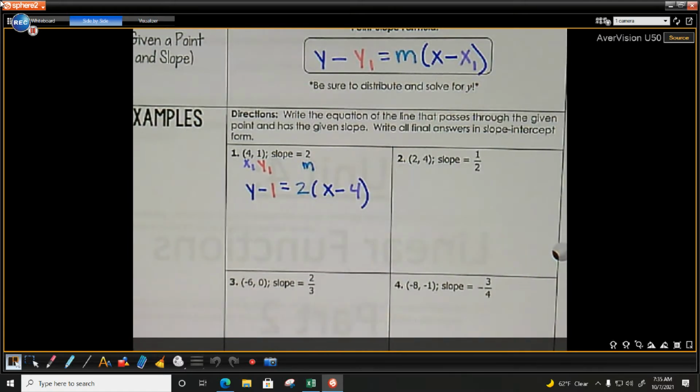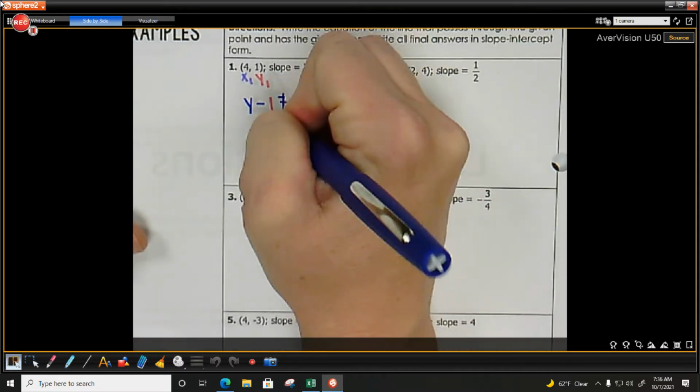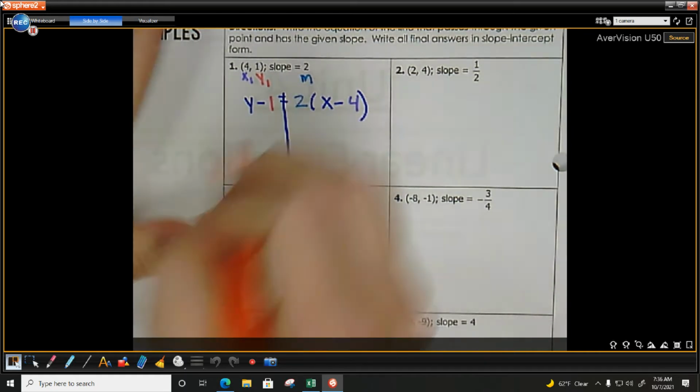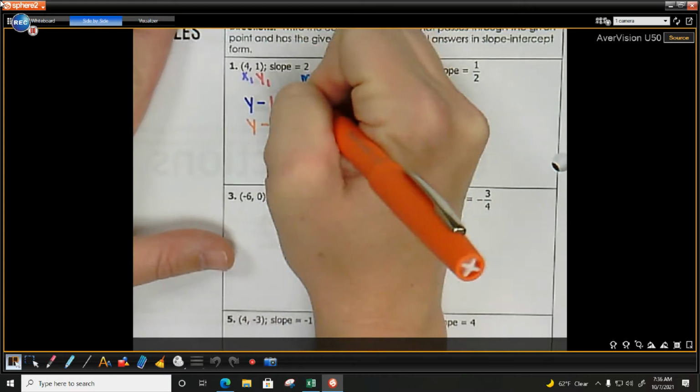Okay, are we okay with how we got to point slope form? Now we don't leave it in point slope form. We don't like point slope form. It's just the middleman to help us get to slope intercept form. So we're going to draw our line through the equals. What's my first step to solve for y? Distribute. Very good. So I'm going to drop down my y minus 1 equals.